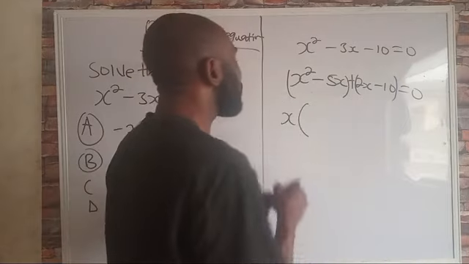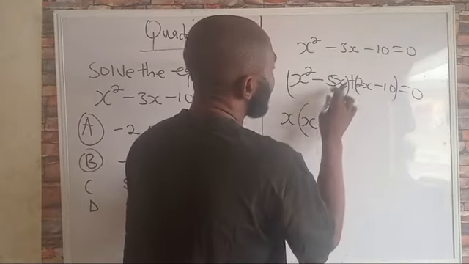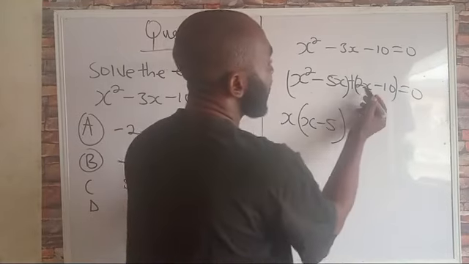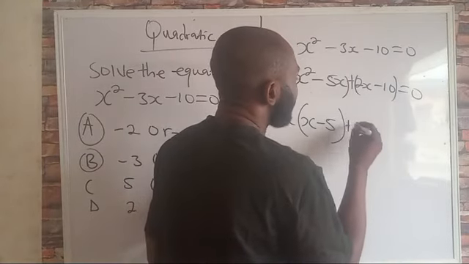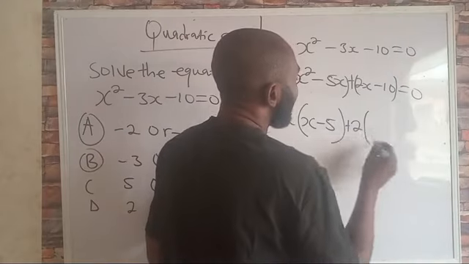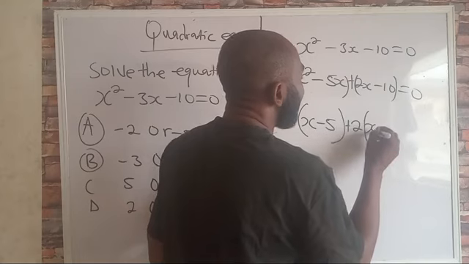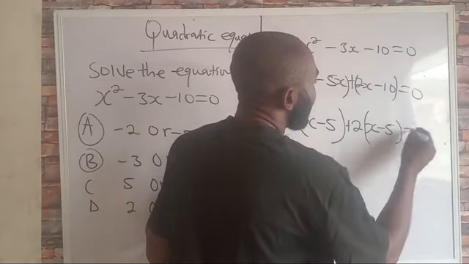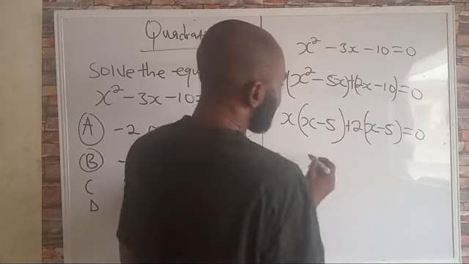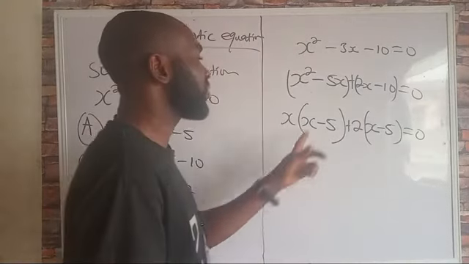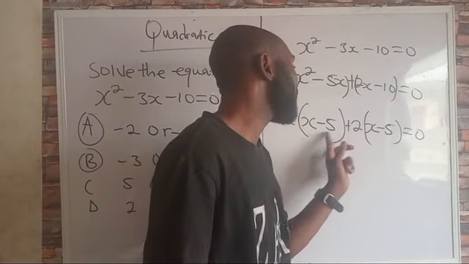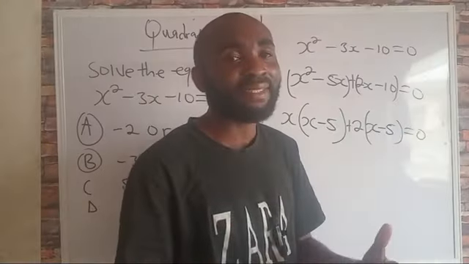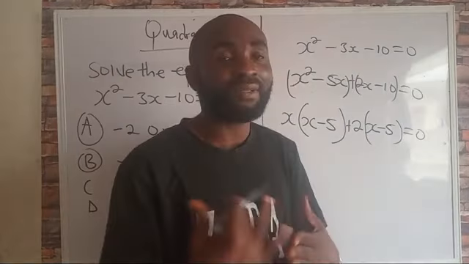So x into x squared will give us x. Minus 5x divided by x will give us minus 5. So here the highest common factor is plus 2. I'll bring it out. So 2x divided by 2 will give me x, and minus 10 divided by 2 will give me minus 5, equal to 0. So when you are factorizing, make sure that the two brackets are the same. x minus 5 and x minus 5, the same thing. With that, you know that you are on the right track. But if the two brackets are not the same, you are wrong.